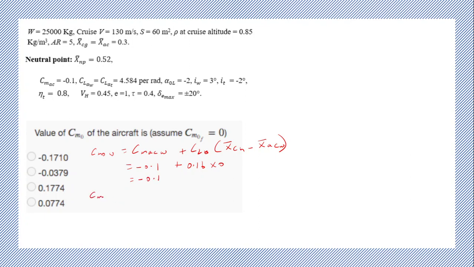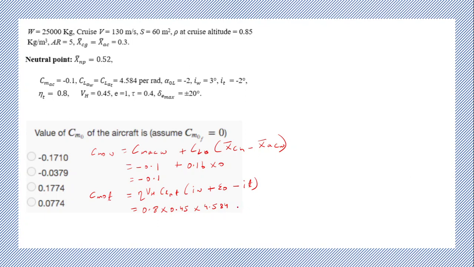Now the Cm naught contribution of the tail. What was it? Eta VH CL alpha tail, wing setting angle plus epsilon naught minus tail setting angle. What was it? Eta is 0.8, VH is 0.45, CL alpha of the tail is 4.584. It is in per radians. Okay.